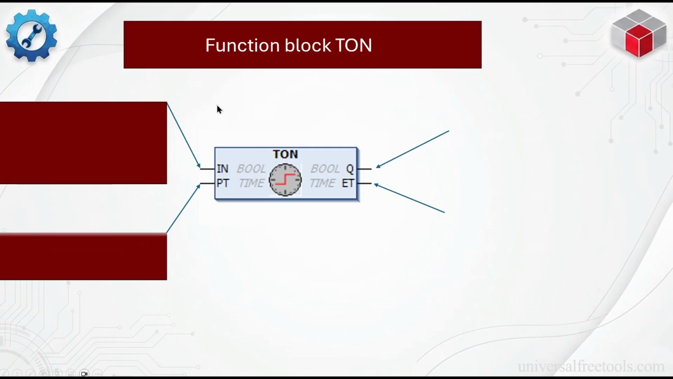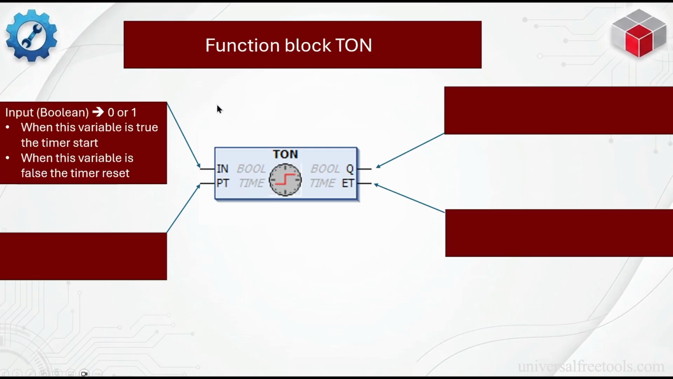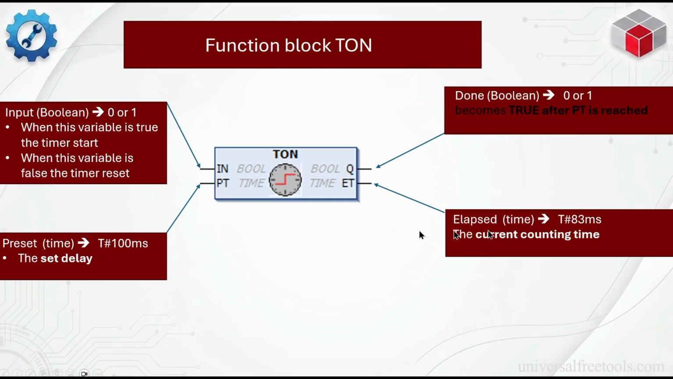This is the run signal. As long as this is true, 1, the timer counts. If it drops to false, 0, the timer resets to 0 immediately. PT, preset time. This is your goal. It's where you define how long you want the delay to be. Example, 5 seconds. Q, output. This is the status bit. It stays false while the timer is counting, and flips to true only when the elapsed time reaches the preset time. ET, elapsed time. This is the live clock. It shows you exactly how much time has passed since the input signal was activated.